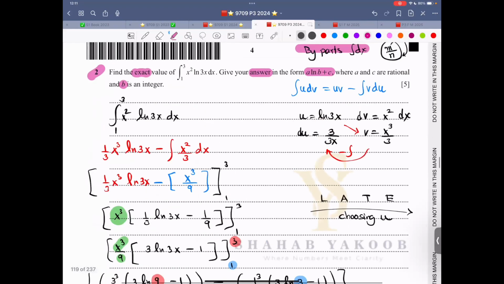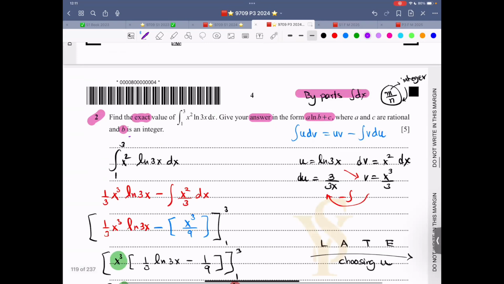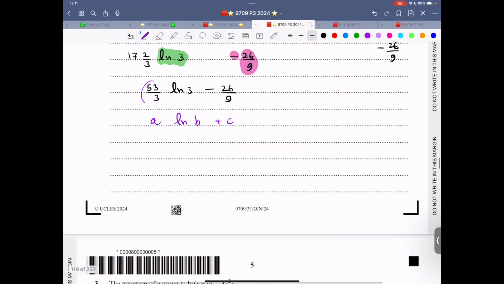Now, what have they written? A ln b plus c. So let me write underneath it A ln b plus c. And they are saying that b is an integer, correct? A and c are rational. So this is rational, this is rational, this is all good, all clear. So A is 53 over 3, c is negative 26 over 9, b is 3.